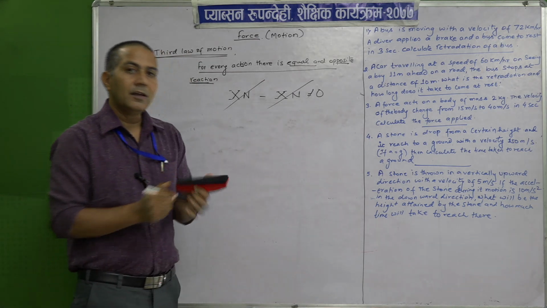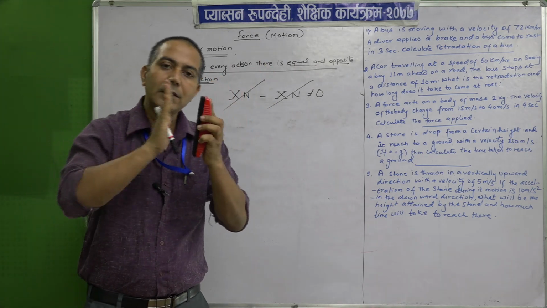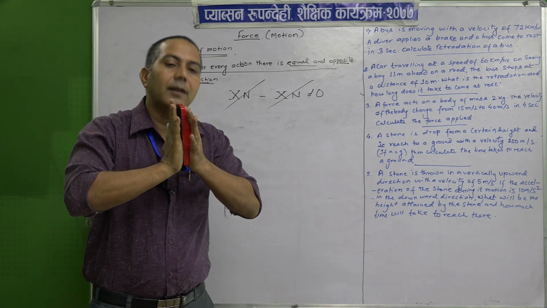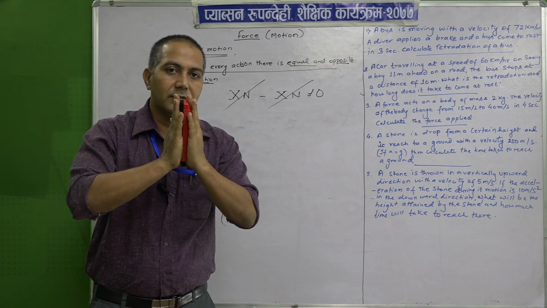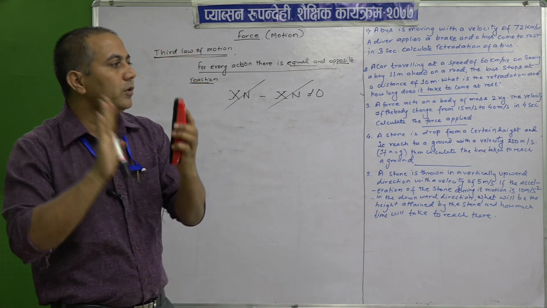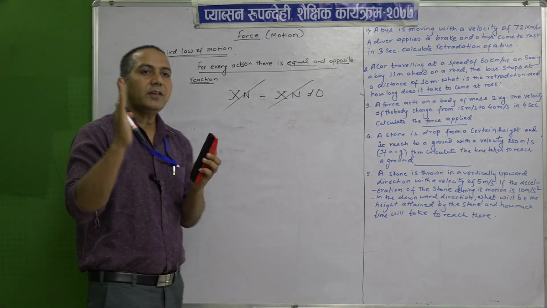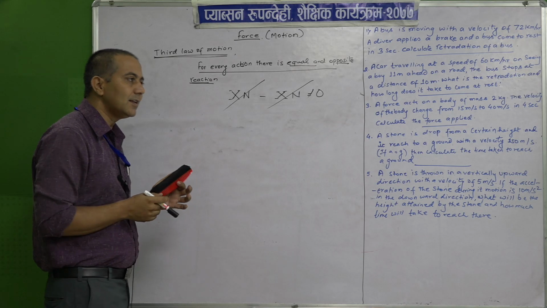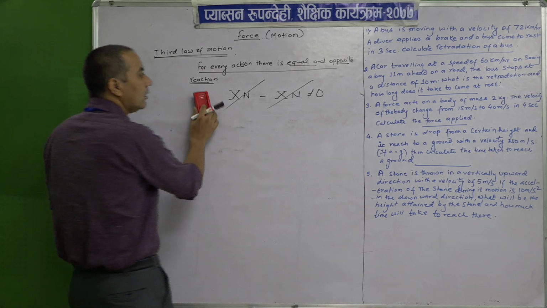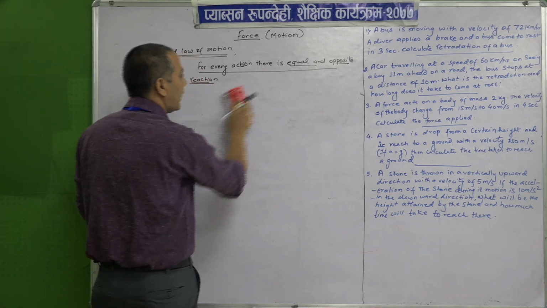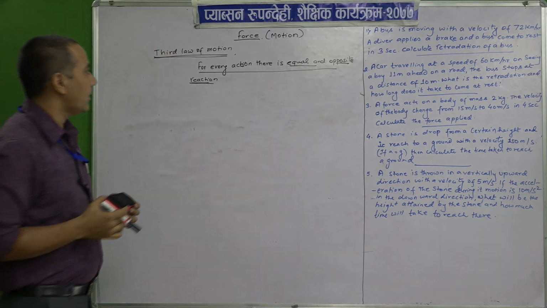Because the force is acted by my hand, and the opposite force is acted by the duster. That means two different bodies are exerting their forces. If it is from the same body, we can cancel it, but if it is acted by different bodies, we cannot cancel. That is why we cannot cancel. Do you understand this? I think you are clear about that.